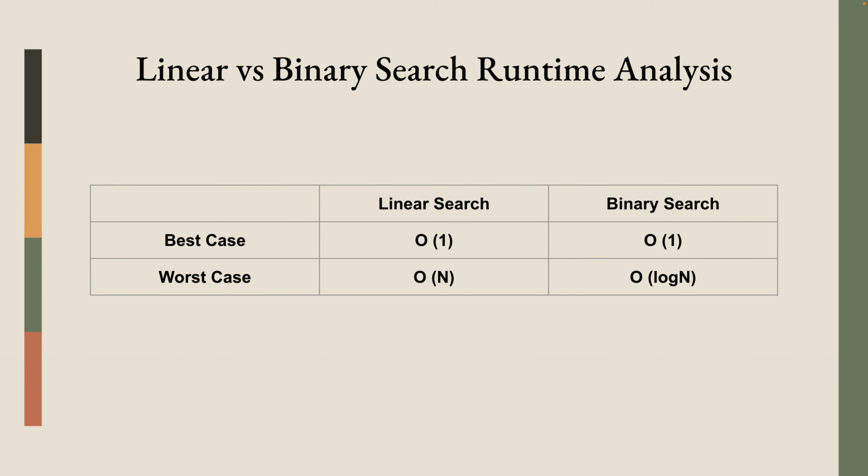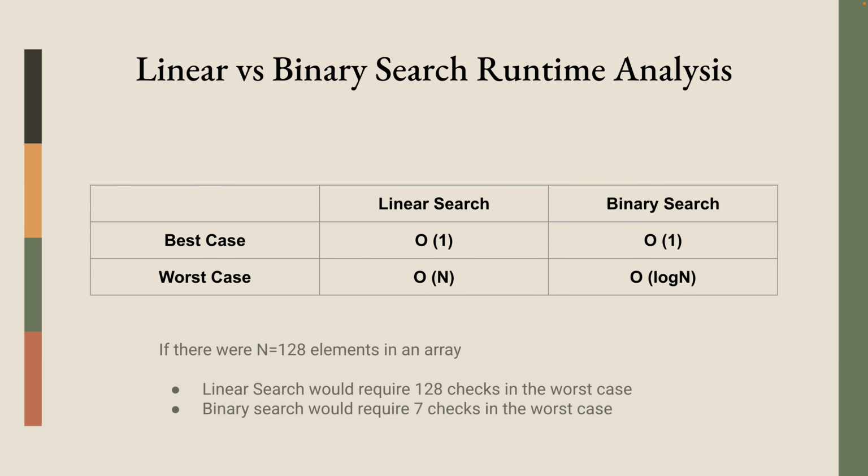So the runtime analysis, best case for linear search and binary search, both of them are O of 1 time. But when we're doing runtime analysis, best case doesn't really matter, because how often is the best case going to come? Like 1 in n times. What we care about most is the worst case when we're talking about runtime and how good an algorithm is. So linear search, if we had 128 elements, we would have to do 128 checks in the worst case. With binary search, we would only have to do 7 checks in the worst case.